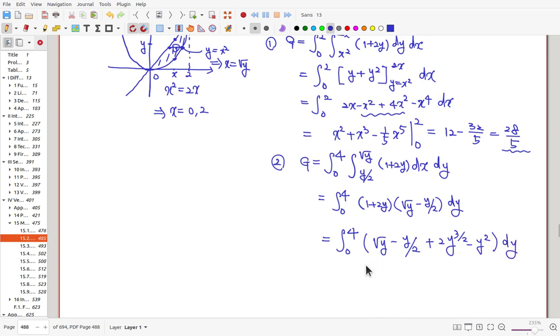Now, from this one, for each term you can get the antiderivative, and you can finalize the solution. Then you will get the same solution. Okay, so I'll stop here, but you can get the same solution.